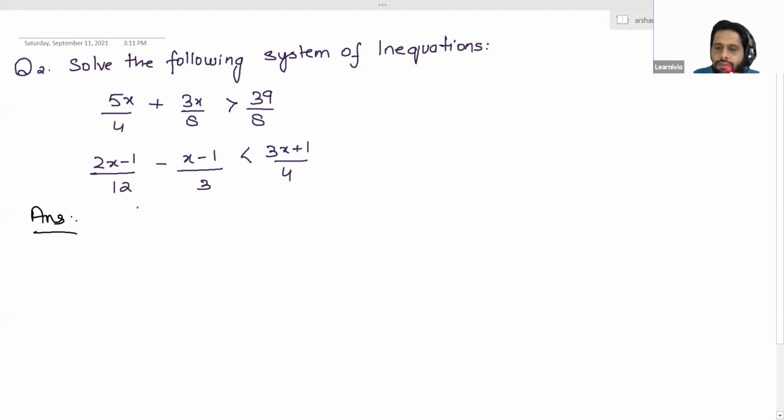So everyone got the first answer. Ikhra, can you tell me what's the first answer? x is greater than 3. Very good. We can say x belongs to 3 to infinity. Now, Ikhra, what is the second one?